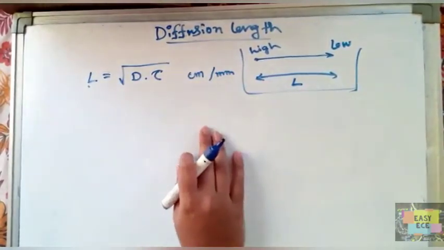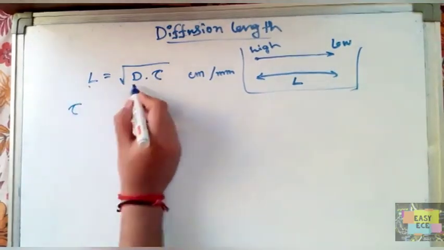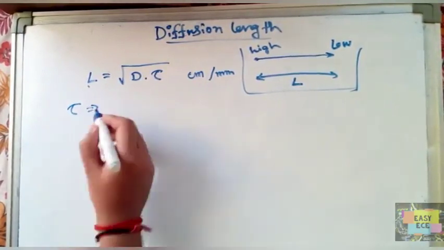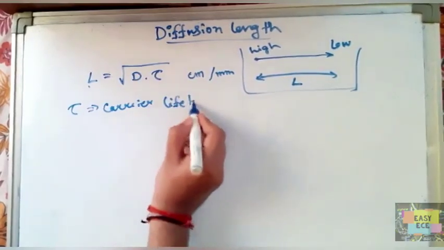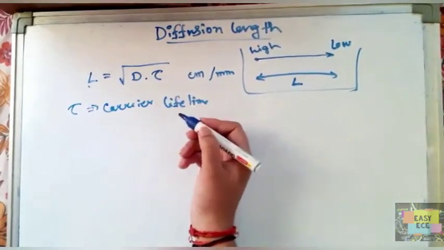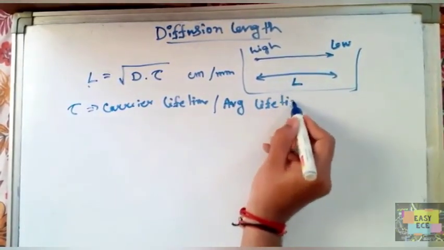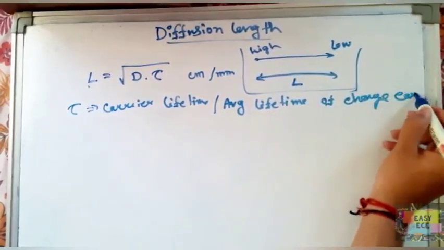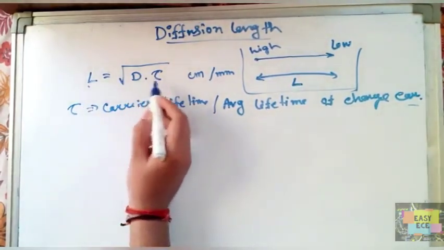Now what is tau? D is the diffusion constant, as we know earlier. Now what is the tau? Tau is the lifetime of carrier, that is carrier lifetime, or average lifetime of charge carrier. So the value of length is root over D into tau.